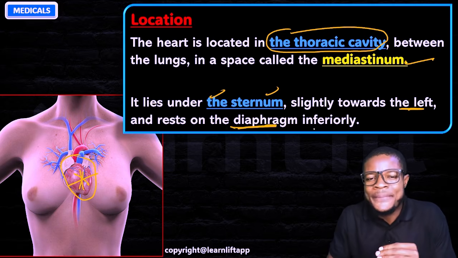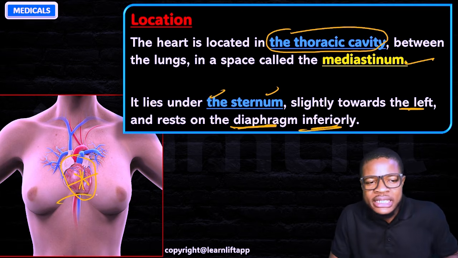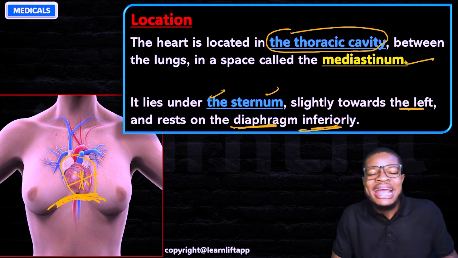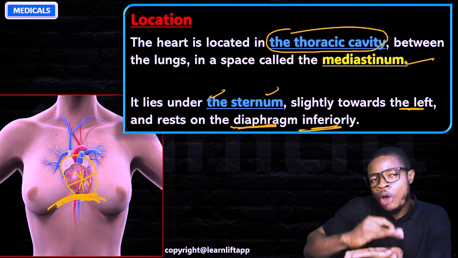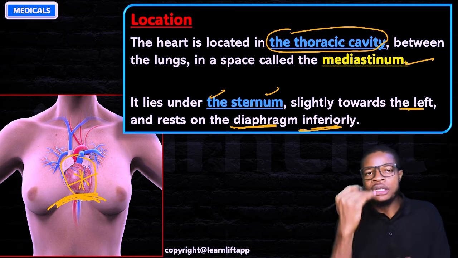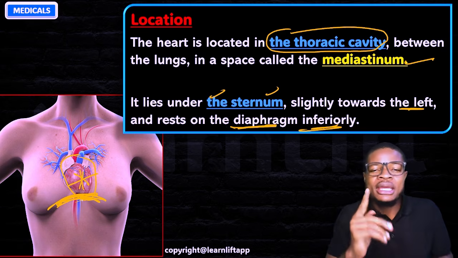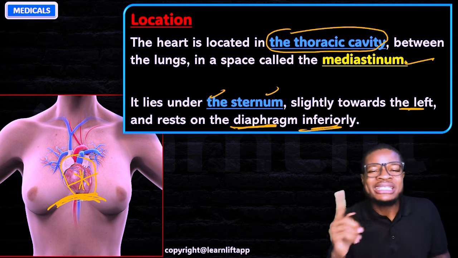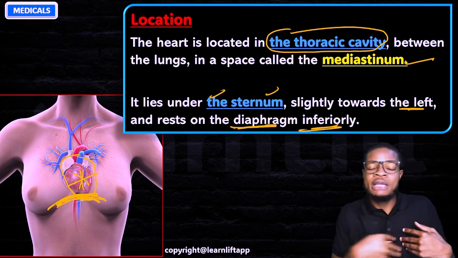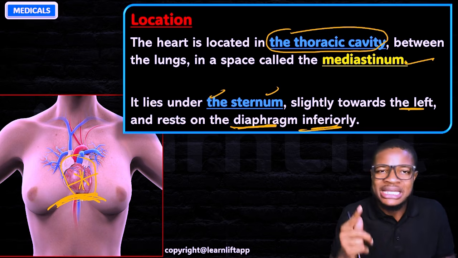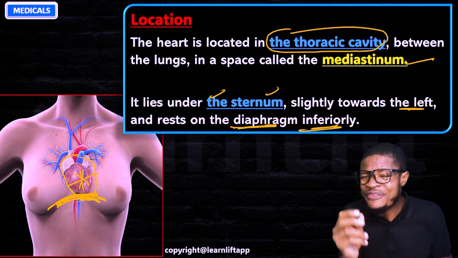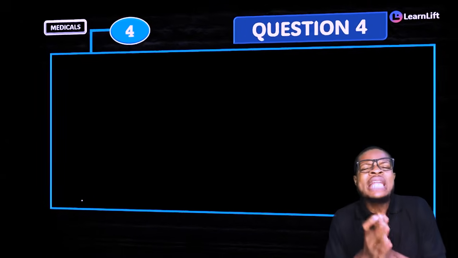The diaphragm inferiorly. So this is the region where the diaphragm is. The heart is resting on top of the diaphragm. So inferiorly, what do we have there? The diaphragm. Again, where is the location of the heart? In the thoracic cavity, right? In the space in between the two lungs. And that's what we call the mediastinum.